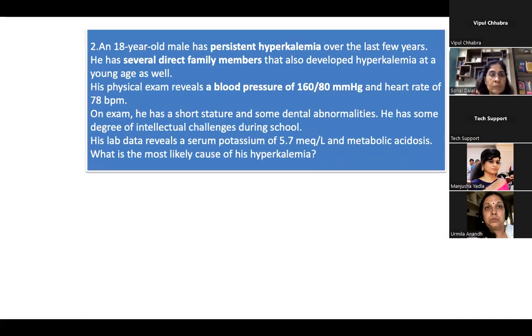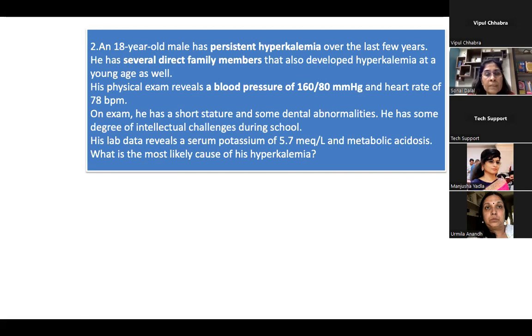Case number 2. An 18-year-old male has had persistent hyperkalemia over the last few years. He has several direct family members who also developed hyperkalemia at a young age. His physical exam reveals blood pressure of 160/80 and heart rate of 78 beats per minute. On examination, he has a short stature and some dental abnormalities. He has some degree of intellectual changes during school.